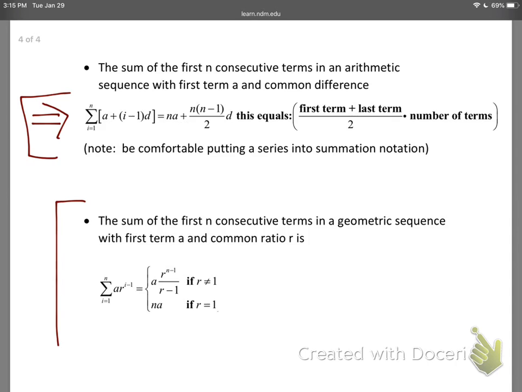Then down below it says the sum of the first n consecutive terms. So I don't want to know if this series converges or diverges. I want to add up the first n terms. This is a partial sum. To get that for a geometric sequence, this is what I use. So be familiar with this, know that it's out there, and practice applying these techniques in your problem set.